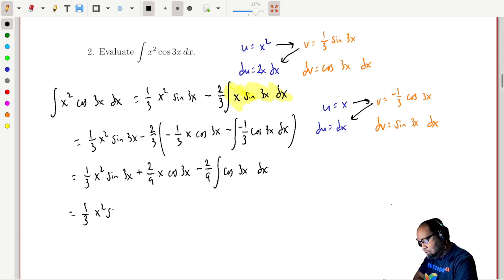All this stuff stays the same. 2 over 9x cosine 3x. And then we're going to divide by 3 again, so 2 over 27 sine of 3x, plus a constant.